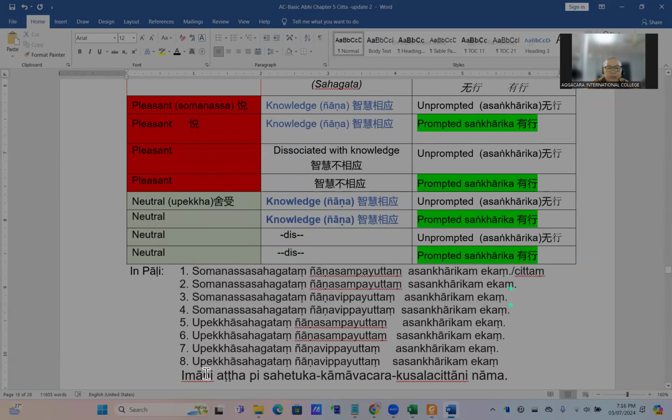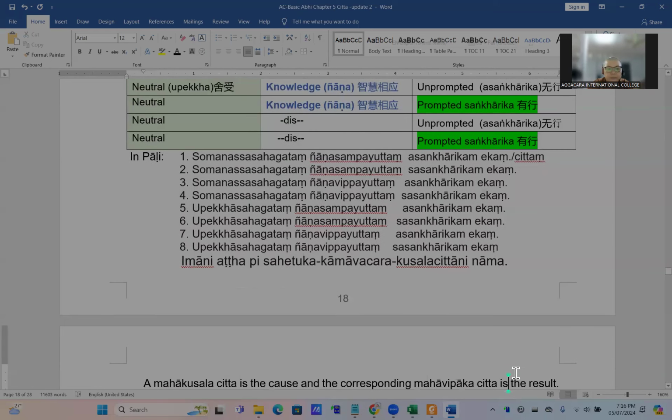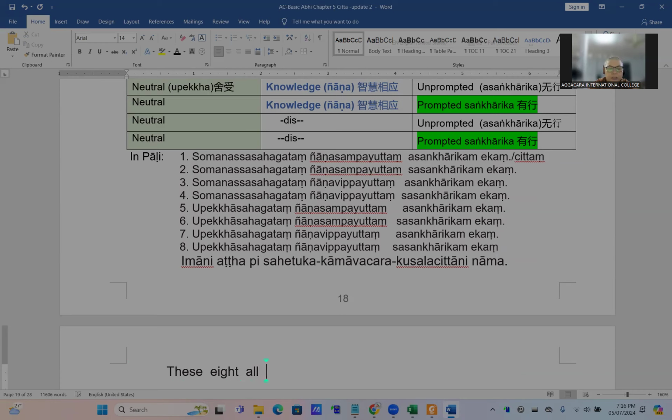Okay. And then we finish with these 8, all of them: sahetuka, which is called with root. Kama vachara kusala citta. So there are 8. Okay, with root. Kamavachara means sense sphere, kusala means wholesome, citta. So these are called sense sphere wholesome with root. It's no more rootless. Now we are in the root.